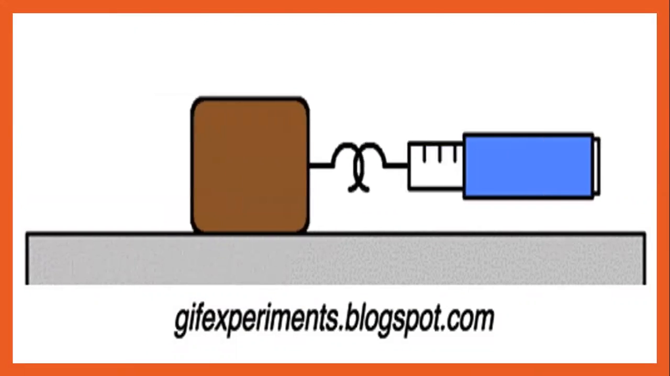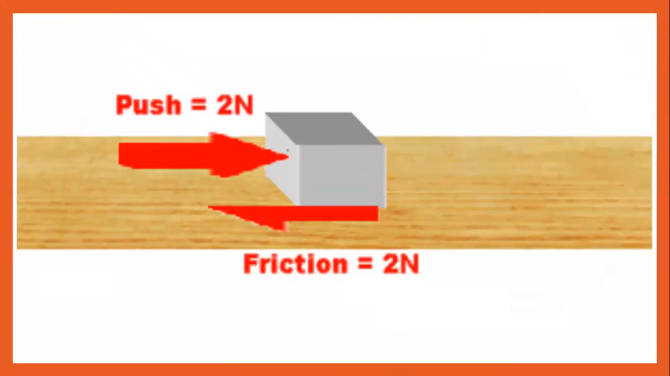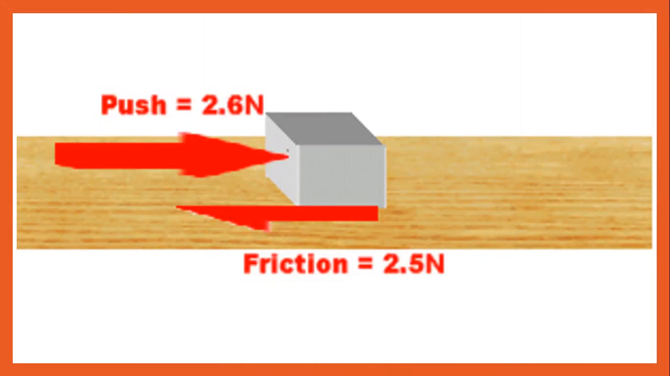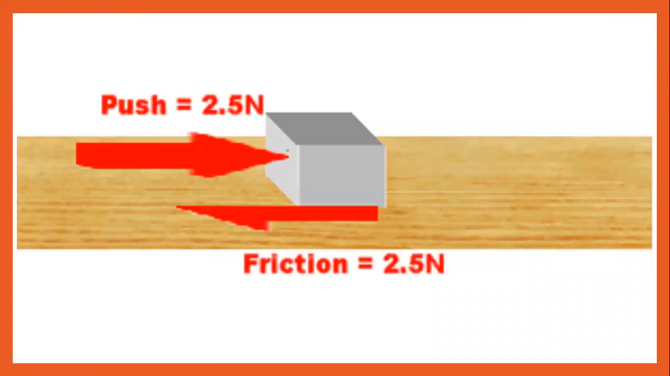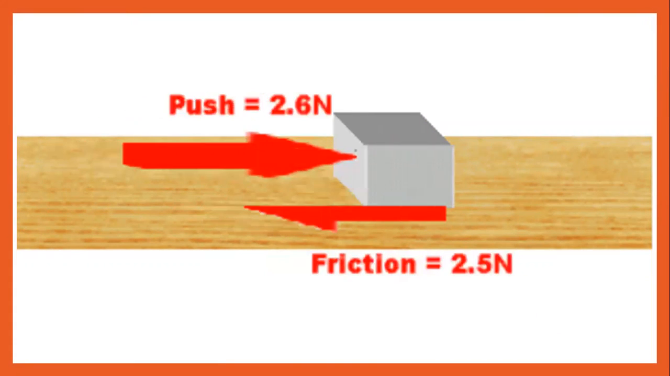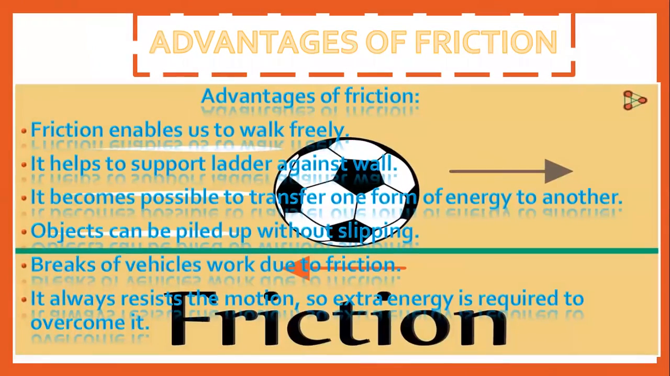Same here. Push is equal to 1 Newton and friction is also equal to 1 Newton. It means that the friction and the force are both equal. When we are pushing, it means that we are applying force over there. So force and friction are both the same.